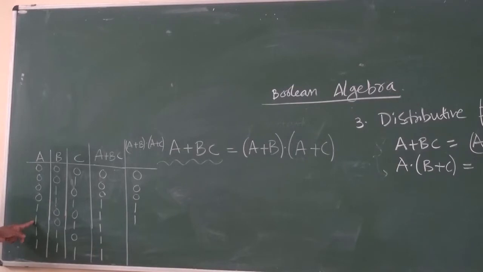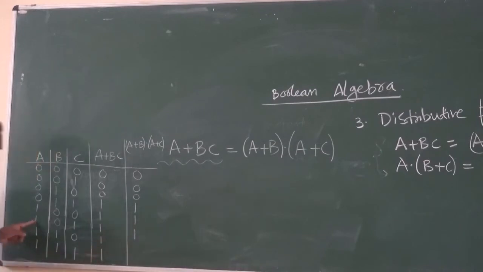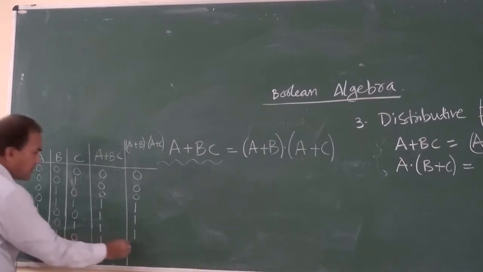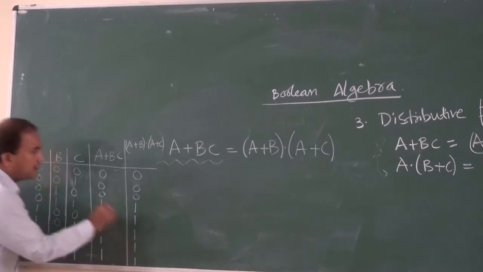A plus B is equal to 1, and A plus C is 1. So 1 dot 1 is again 1. Then for this, A plus B is 1, and A plus C is again 1. So 1 dot 1 is 1, and for this last one, 1, 1, 1, it is 1.